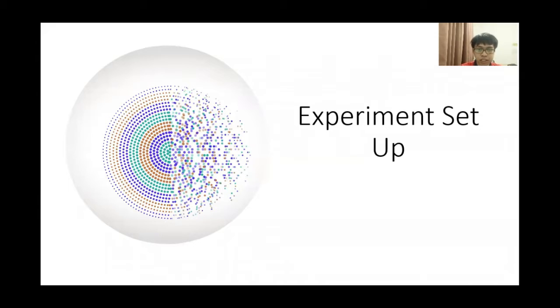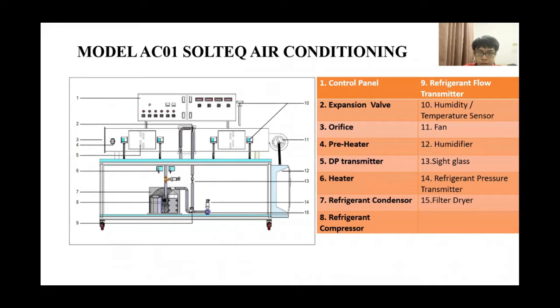My name is Dendi Sirin, matric ID MA18144. I will be presenting the next part, which is the experiment setup. This is the model that we use for the lab, which is model AC1 Soltec air conditioning, which is shown in this diagram.